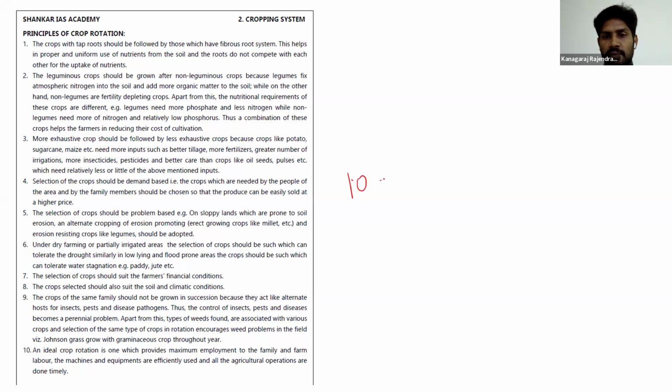For the compulsory question, the word limit is 150 words. After reading this content, we cannot write the entire content in the answer paper, so we have to make it short. For the exam point of view, how do we prepare short notes from this original content? Regarding the principles of crop rotation, to quickly recollect the points, there are 10 principles available. We can write a maximum of 8 to 10 points for a 10-mark question. So here the short note should be: the principles are tap roots and fibrous root system. So we can write different root systems.